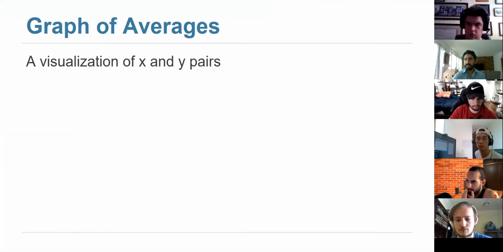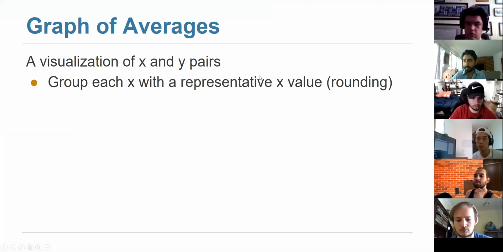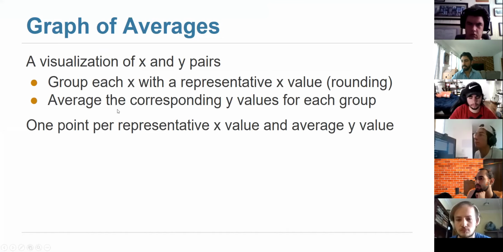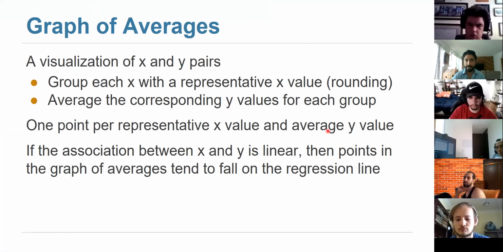So what we did here, we used a visualization for X and Y pairs. We group each X with a representative X value. We get the average of the corresponding Y values for each group. These are the things I did in that piece of code. So we get one point per representative X value and average Y value. And then we saw that if the association between X and Y is linear, then the points in the graph of averages tend to fall on the regression line.